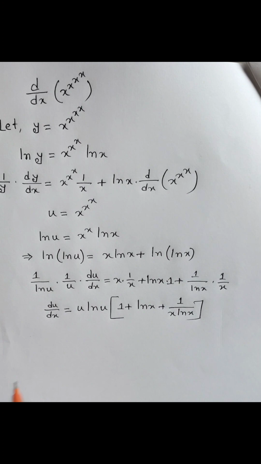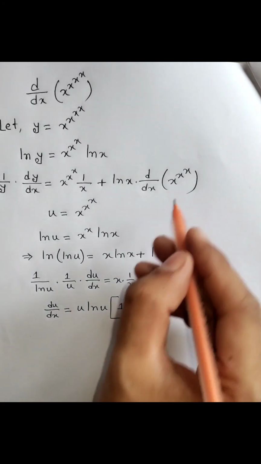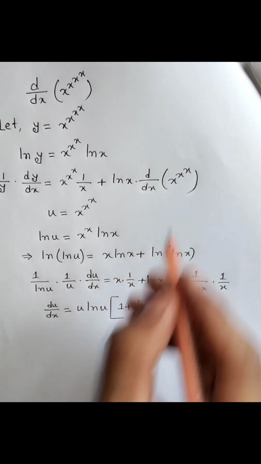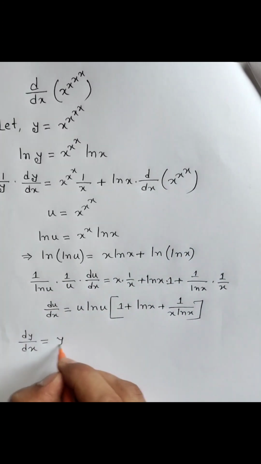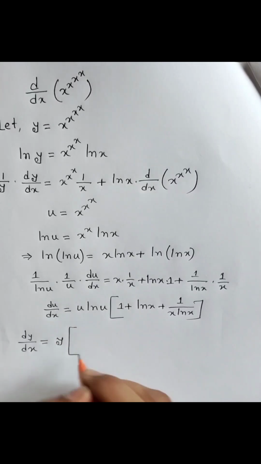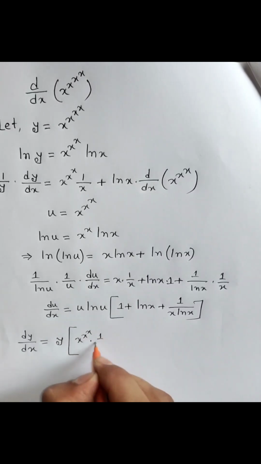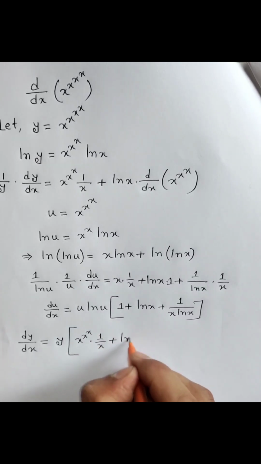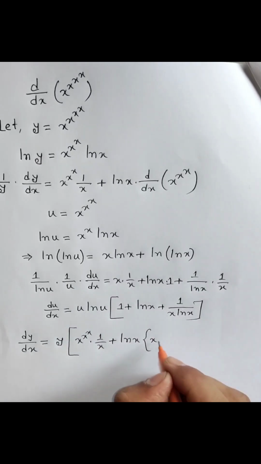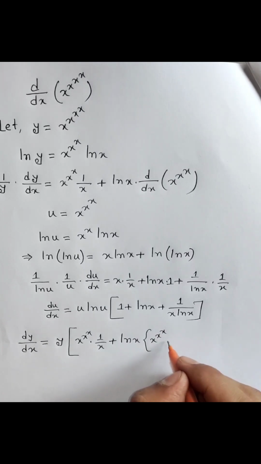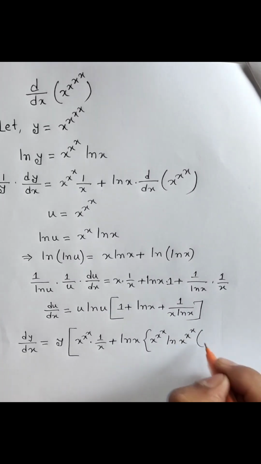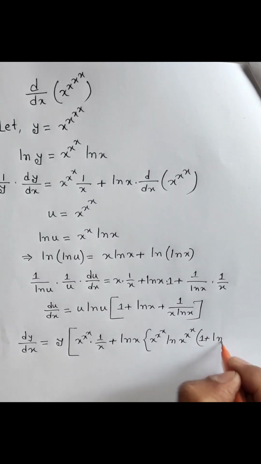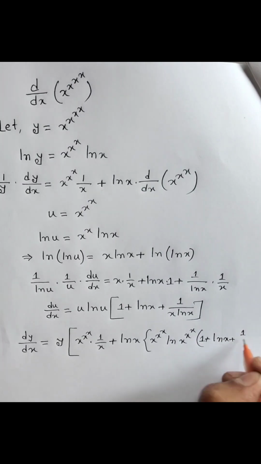Now we will put this value in the previous equation, and putting the value of u, we will have dy by dx equals y into x to the power x to the power x into [1 by x plus ln x] to the power x to the power x, ln x to the power x to the power x into [1 plus ln x plus 1 by x ln x].